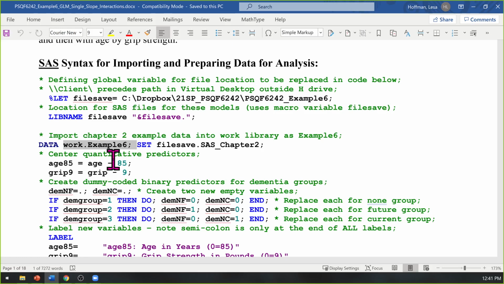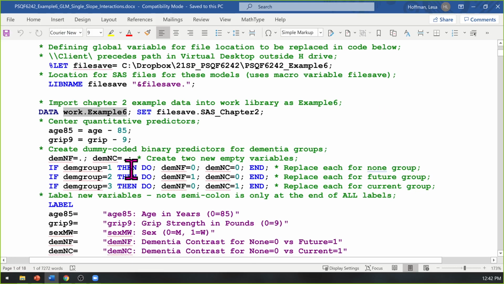So a general strategy that I use is not to save intermediate data sets unless I absolutely have to, just to have an original and then work with the copy when I'm doing it in practice. So this is the data set that's being worked on now in the work library called example 6. Okay, does that make sense?